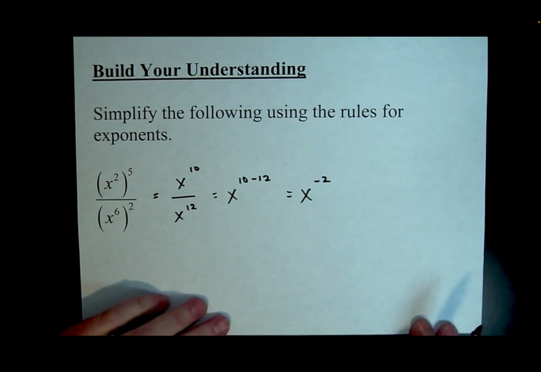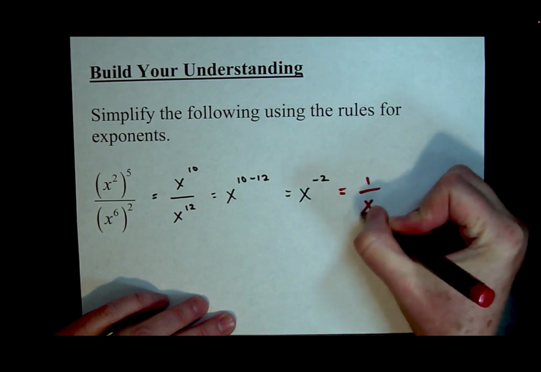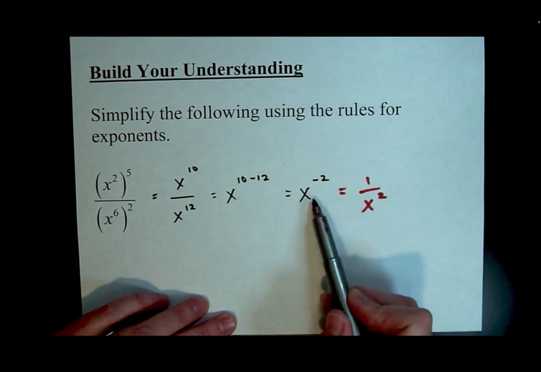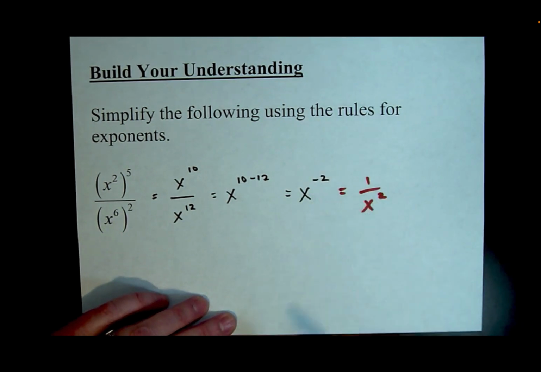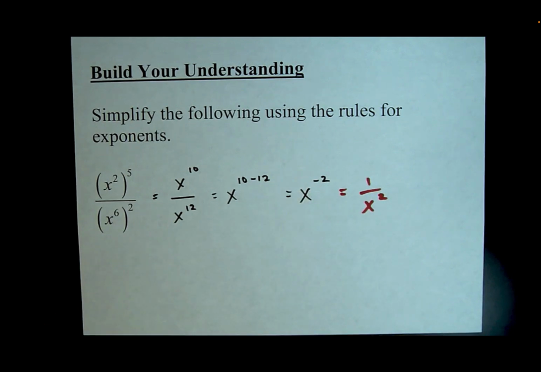You might remember from an earlier class, though, that this would mean 1 over x squared. And after we talk about negative exponents, then I would want you to give your answer that way. But for right now, if you came out with x to the negative 2, you did everything just fine.